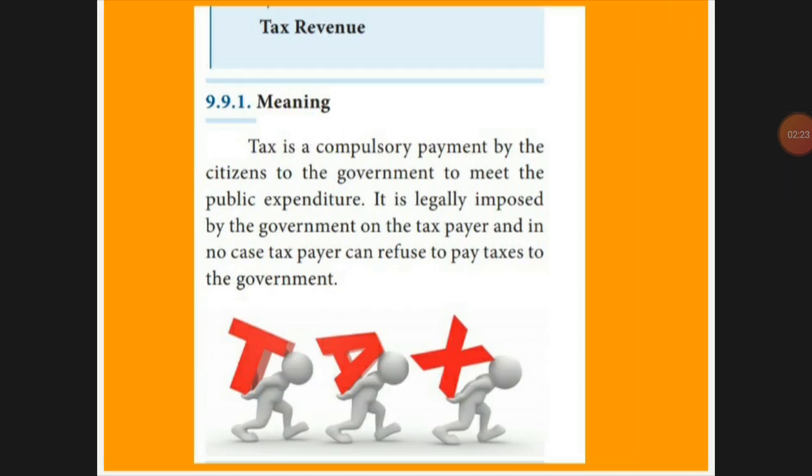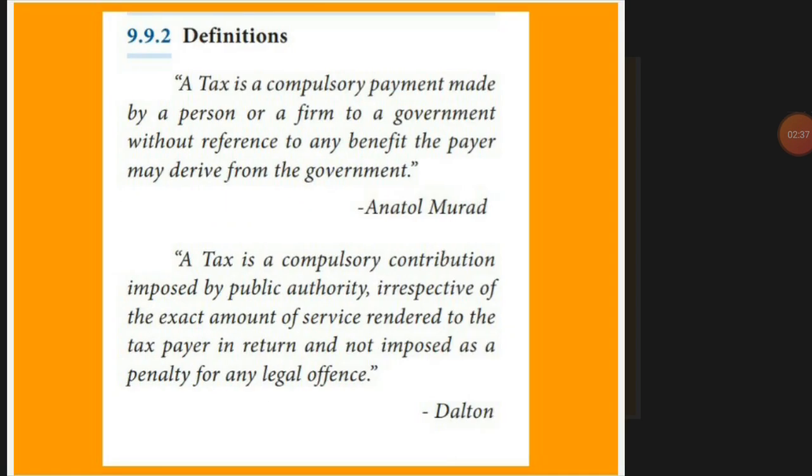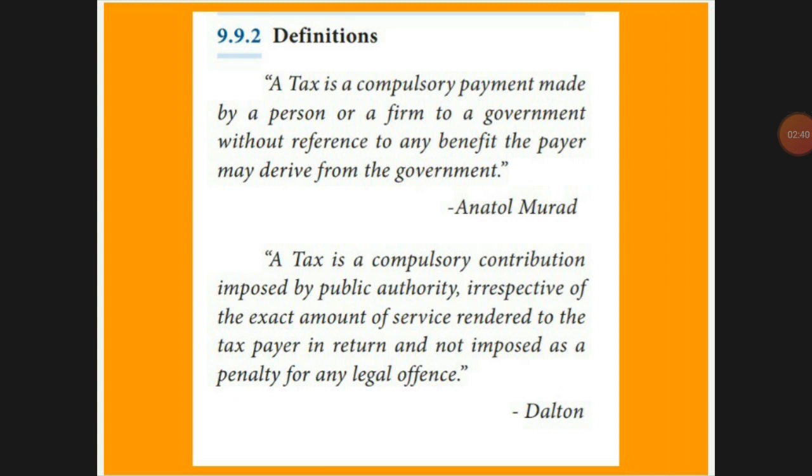Tax revenue means what the citizens have to pay to the government. It is legally imposed by the government on its citizens. It can be defined by Arnold, Murad and Dalton as a compulsory payment made by citizens to their government. Legally it has to be paid. If they are not paying, it is an offense.